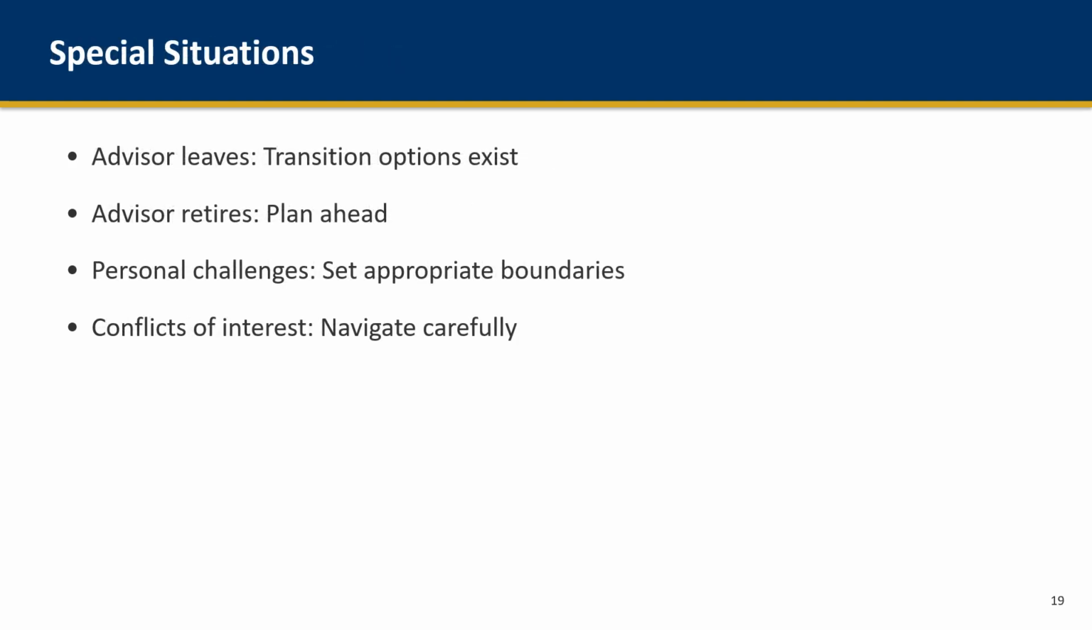Special situations sometimes arise in advisor relationships that require particular navigation. Being aware of these possibilities helps you handle them if they occur. If your advisor leaves for another institution, you have options. You might move with them, find a new advisor at your current institution, or continue working with them remotely while having local support. The right choice depends on your stage, the institutions involved, and your preferences. Do not assume you have no options.